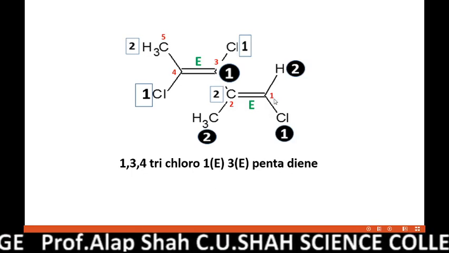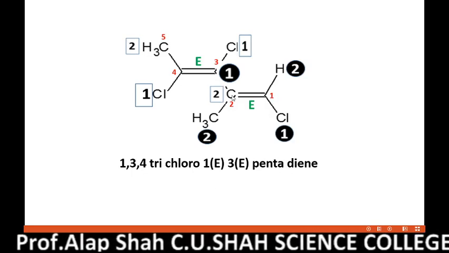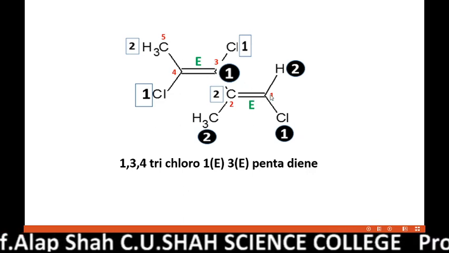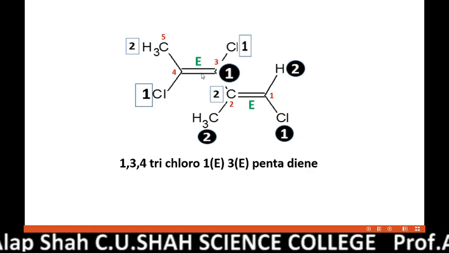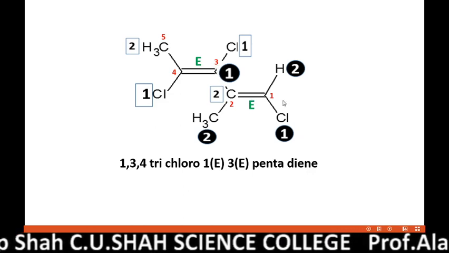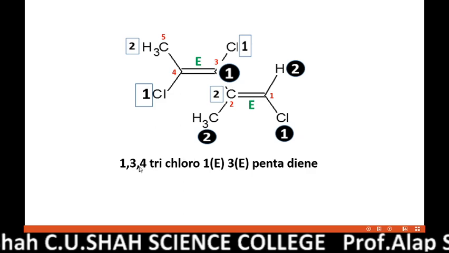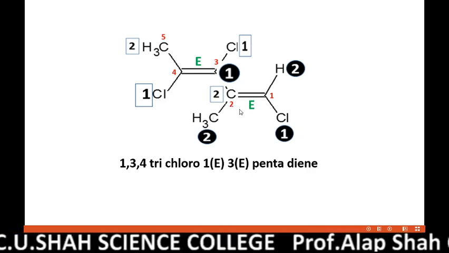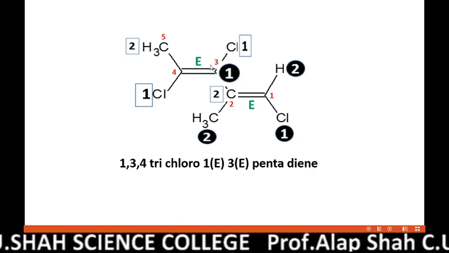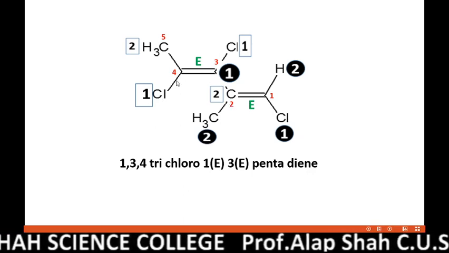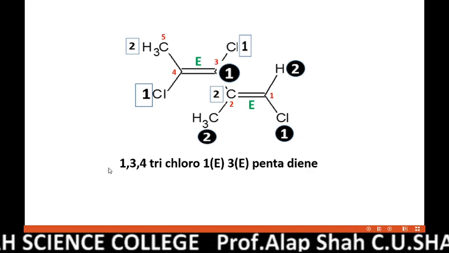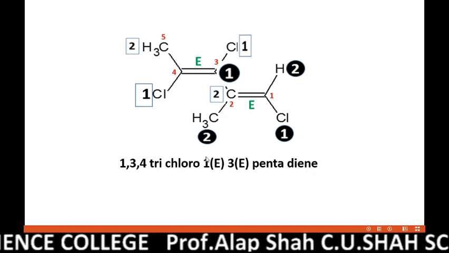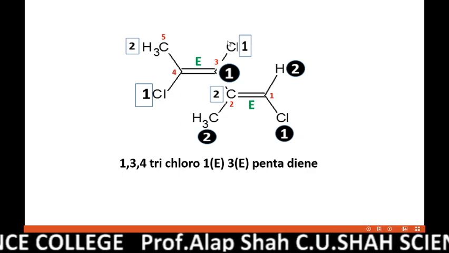This is a pentadiene system. See, this red is the numbering of the carbon chain: 1, 2, 3, 4 and 5. There are two double bonds, one immediately after the first carbon, another after the third carbon. So it is 1,3-pentadiene. I made a mistake in writing the name. Actually, on the second carbon there is a methyl, and on the first, third and fourth carbon you can see that there are three chloro groups. So its name should be 2-methyl-1,3,4-trichloro, but I forgot to write the 2-methyl here. So this example is in front of you.